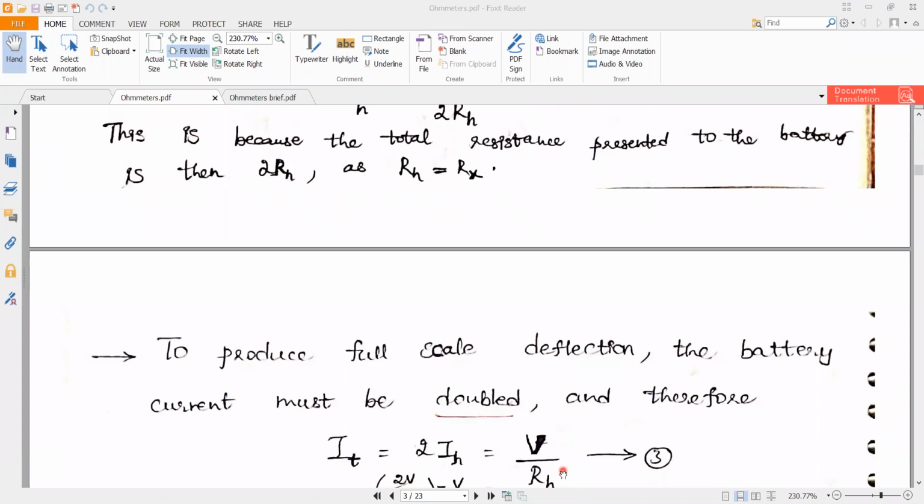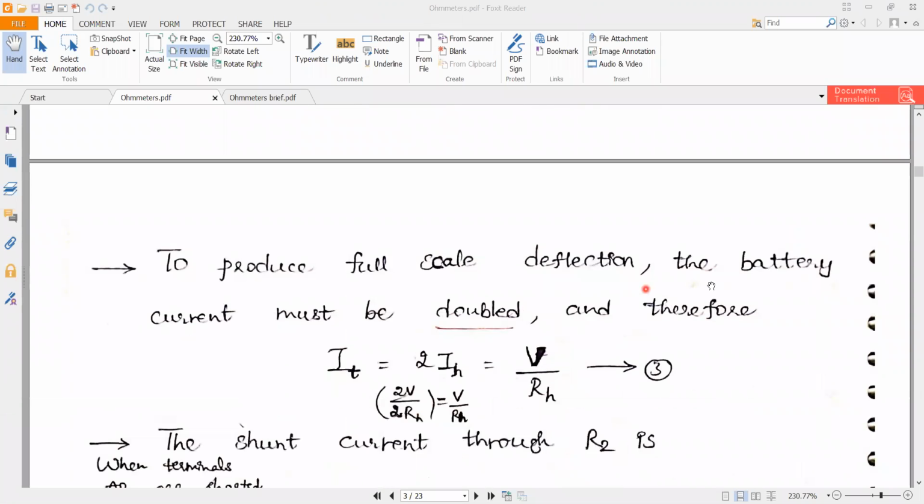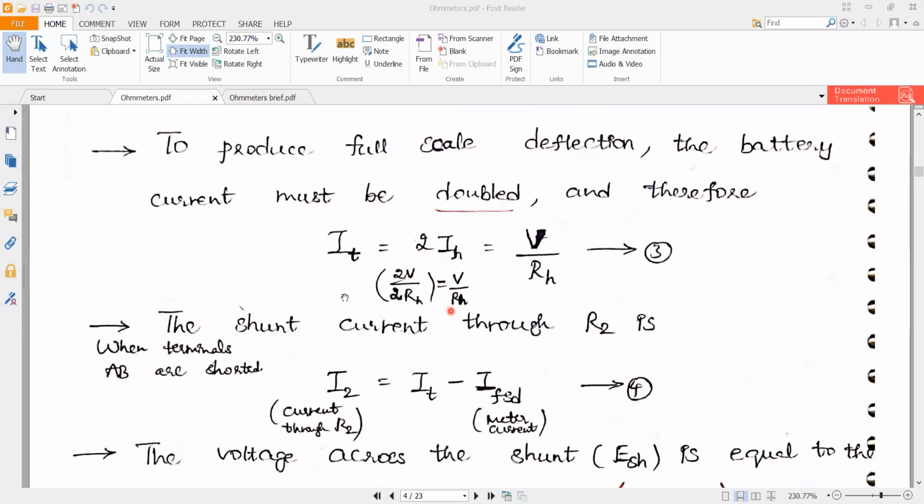Next, to produce the full scale deflection, the battery current must be doubled here, and therefore IT, that is the total current, IT is equal to 2IH. By substituting from equation 2, V by 2RH, this 2 and this 2 cancel. Therefore, that will become V by RH here. Let it be equation number 3.